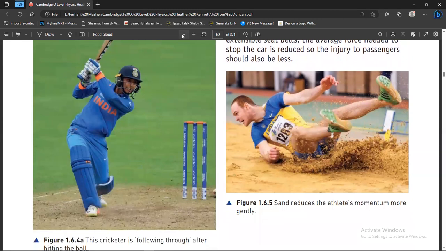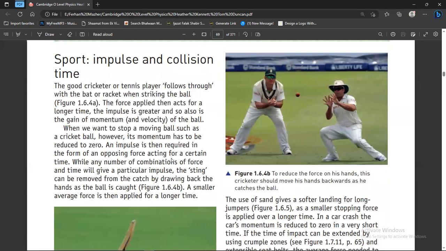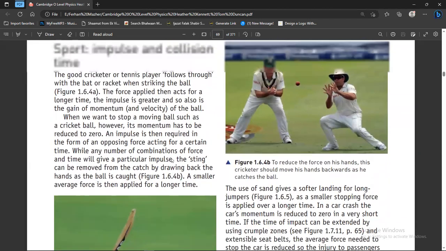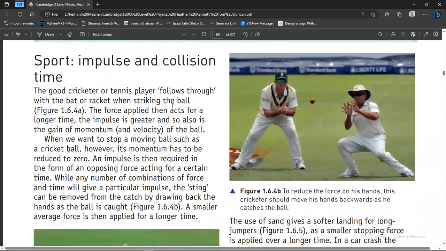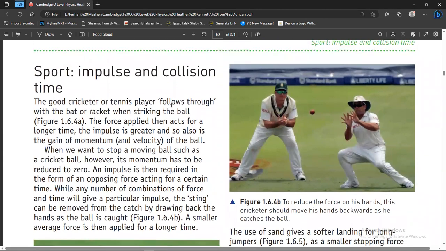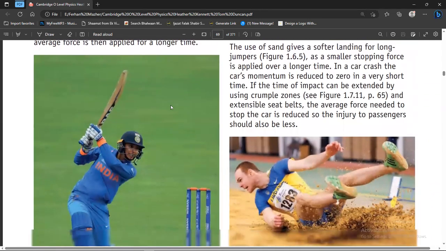So here you have this diagram. The cricketer is following through after hitting the ball. Here we have to reduce the force on his hands. This cricketer should move his hands backward as he catches the ball. So I think you all know this when we catch the ball.